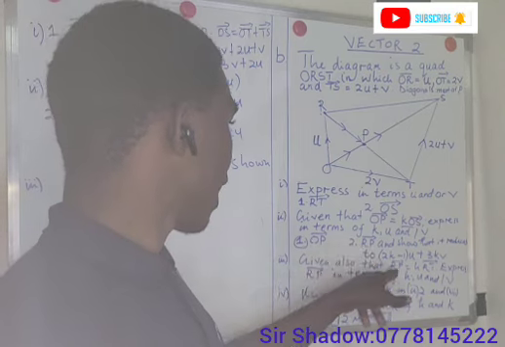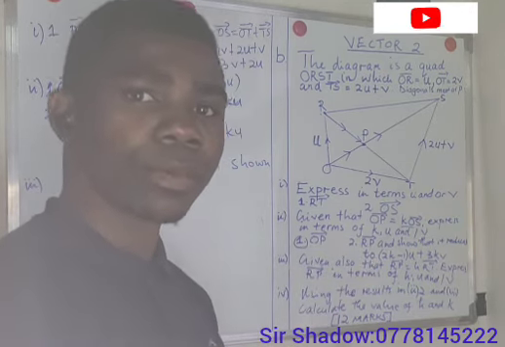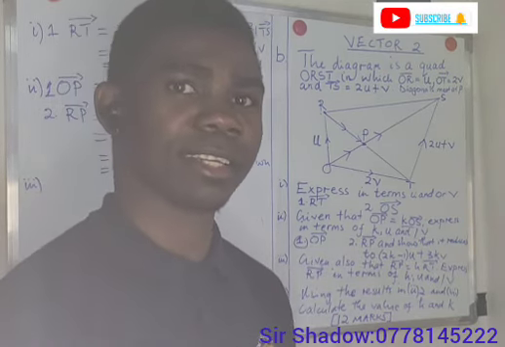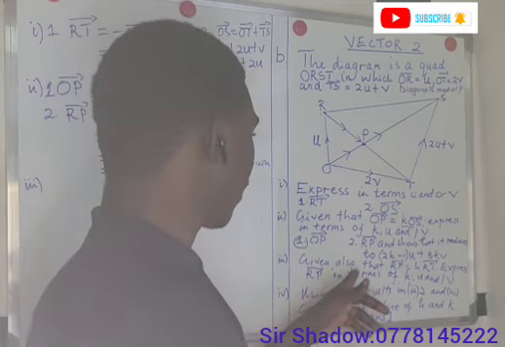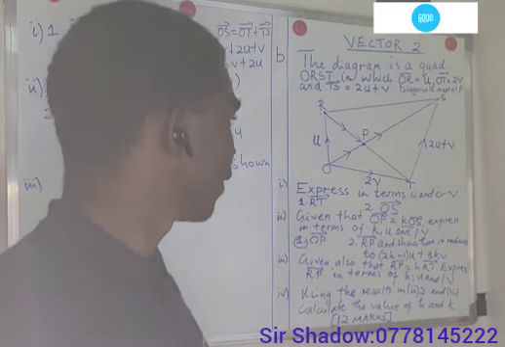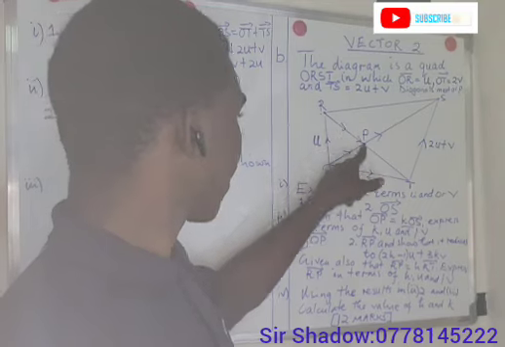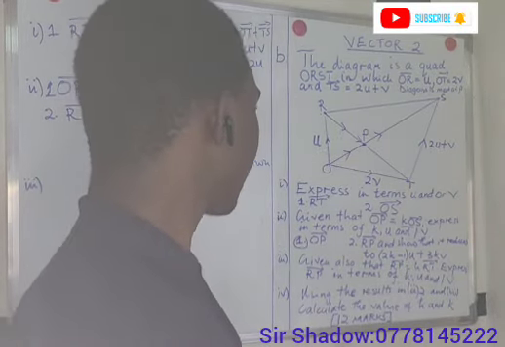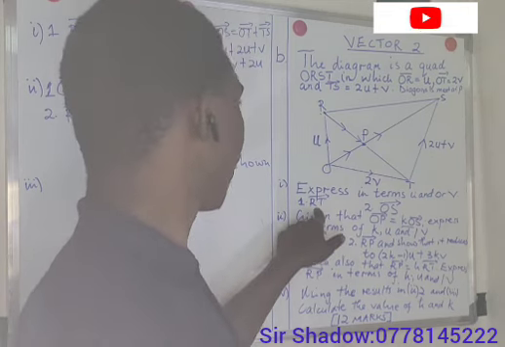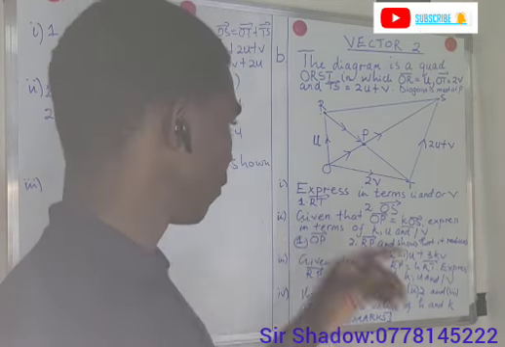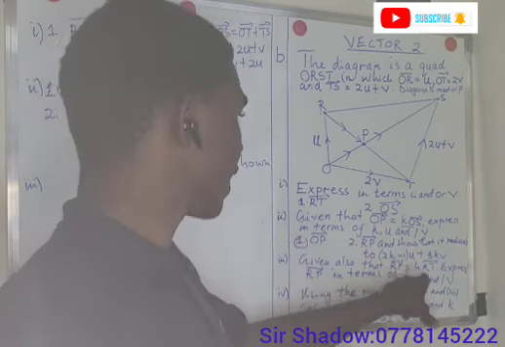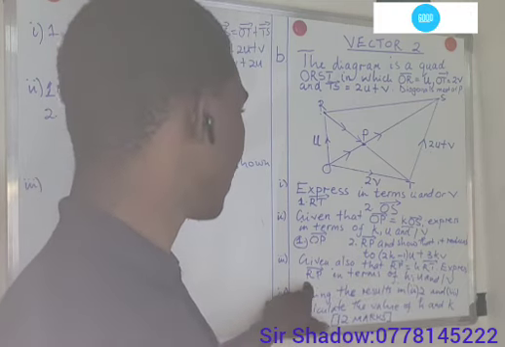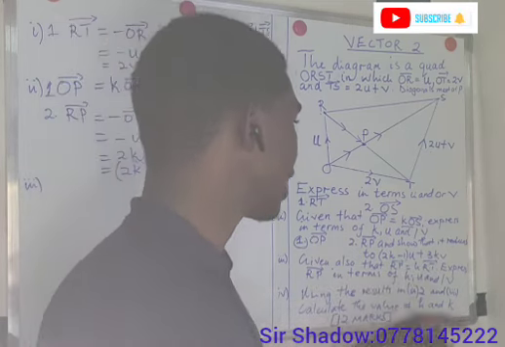Given also that RP, we are still on conditional vectors. Given also that RP is equals to h multiplying RT. But we already have RT from item 1, number 1. RP is equals to hRT. Express RP in terms of h, u, and v.